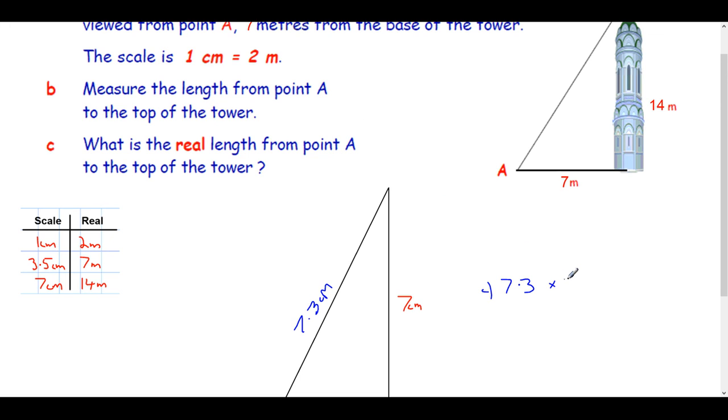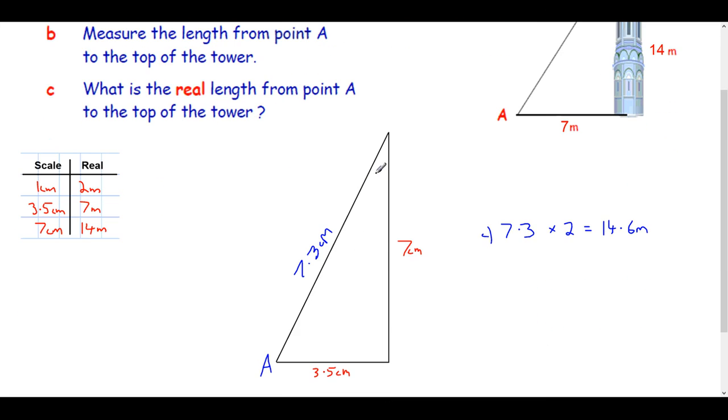So you times it by 2 and you'll get 14.6, by doubling 7 to get 14, doubling 3 to get 0.6. And that comes out to be 14.6 metres. And you've solved the whole question. You've drawn it, you've measured the length on your scale drawing, and then you've doubled it up to get the real length.